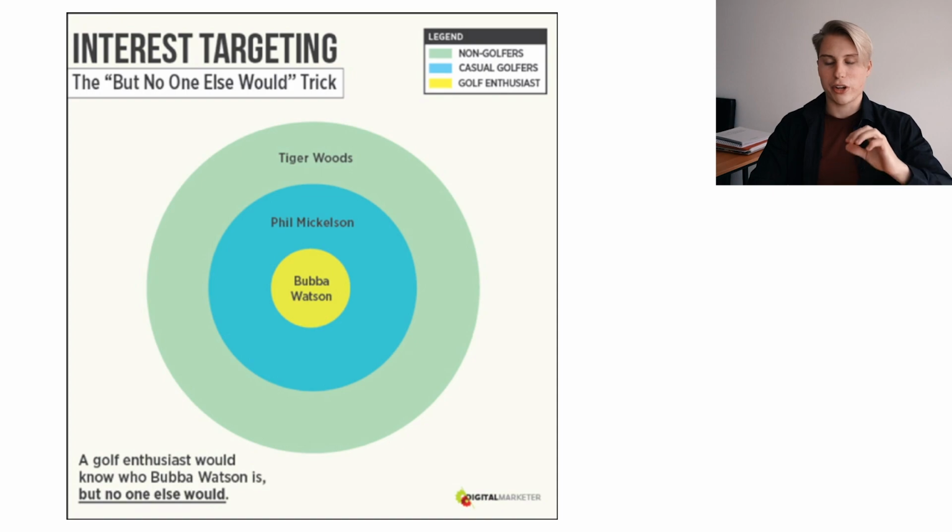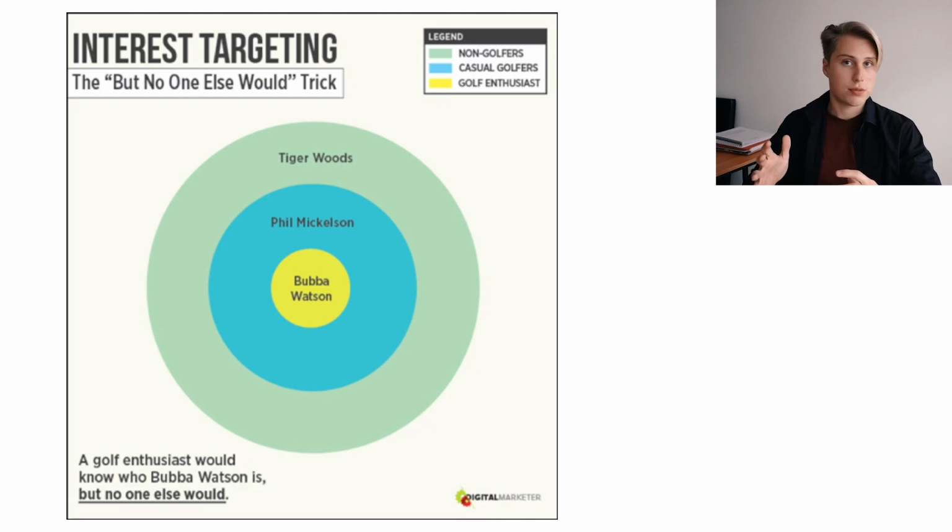Those people are the people that you want to be showing golf related products to. But the majority are not doing that. They're just targeting Tiger Woods, and then you're getting that much broader circle. So I hope that made a little bit of sense, just to explain why we need to be so focused on this.